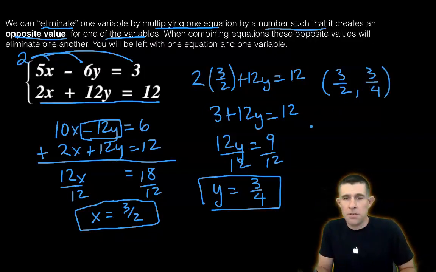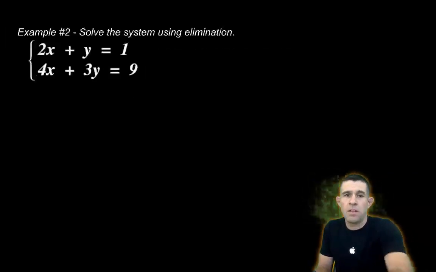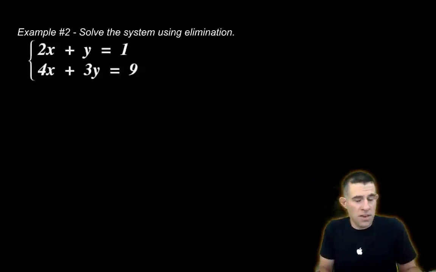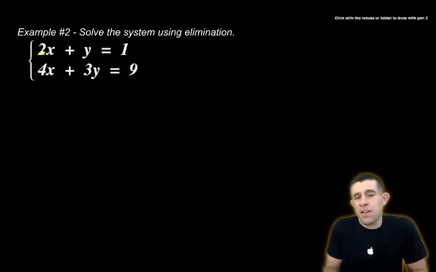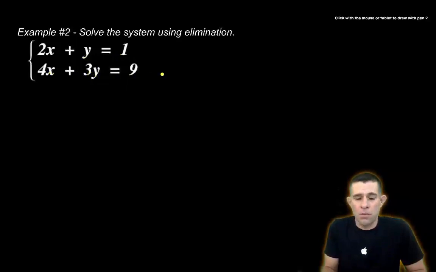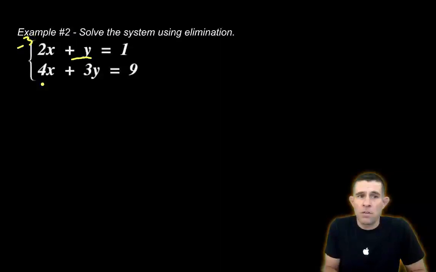Let's take a look at another example here and see if we can continue this understanding of how to eliminate a variable. All right, in our second example, we have 2x plus y equals 1 and 4x plus 3y equals 9. We're going to start by multiplying through this top equation by negative 3 so that we produce an opposite value of this positive 3. So let's see how this works.